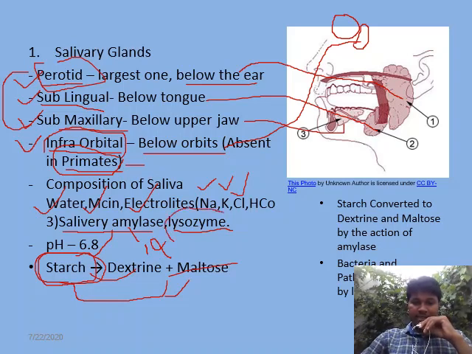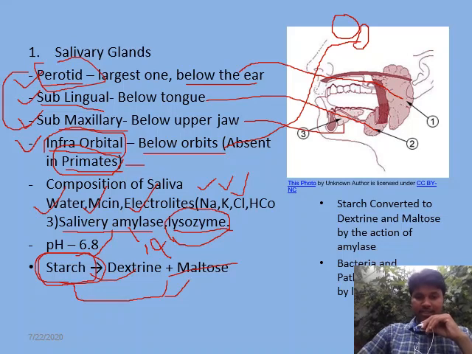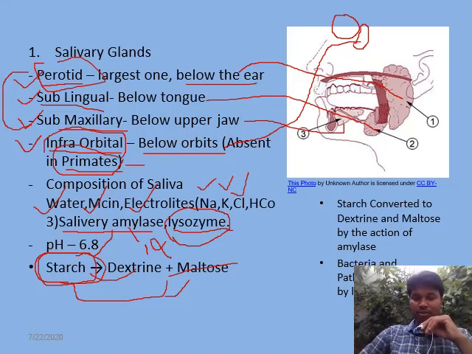The enzyme lysozyme is useful to kill the bacteria present in the food that we take. The pH of the saliva is 6.8.